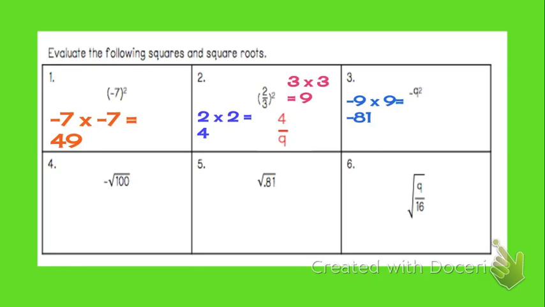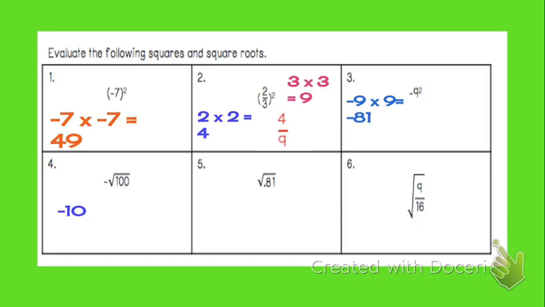Okay, so now we're going to do square roots. So we need to know what the square root of 100 is, which is basically what is the number multiplied to itself to get 100. And that would be 10.